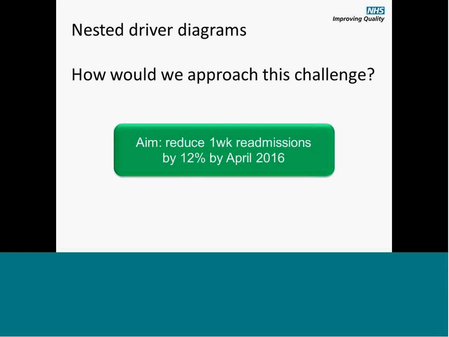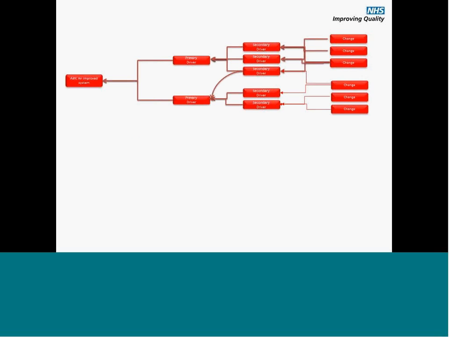And actually, while you're listening, have a think about this one. How would we reduce one week readmissions? So this is people bouncing back into the hospital. I've given a SMART aim. I've made it 12%. It doesn't really matter what for this example. Have a think of how you might do that, and what sort of primary drivers you might come up with.